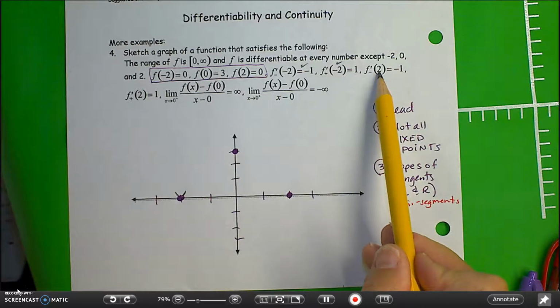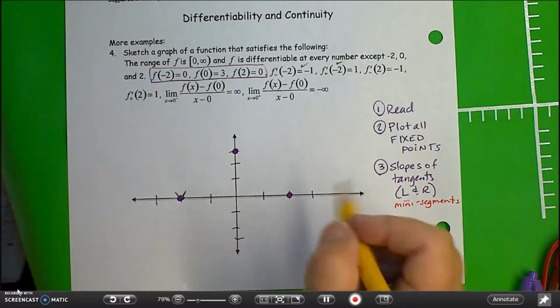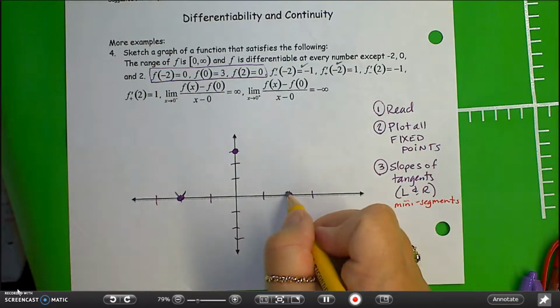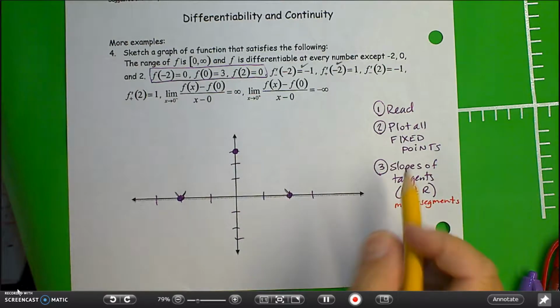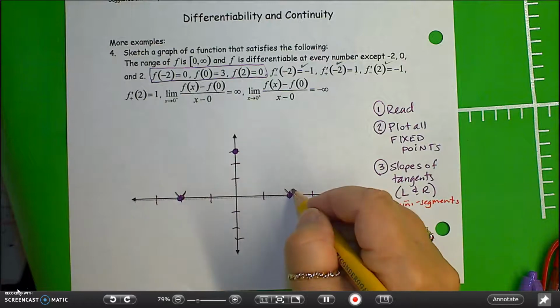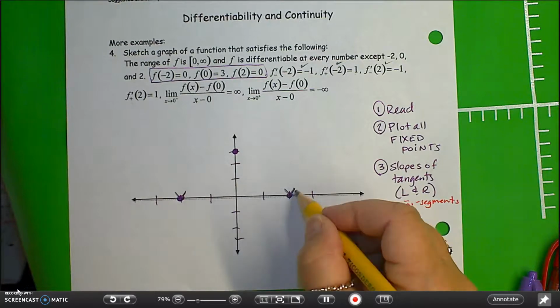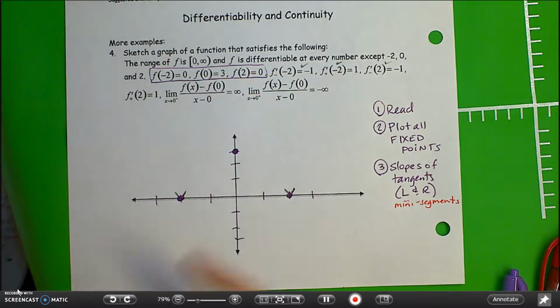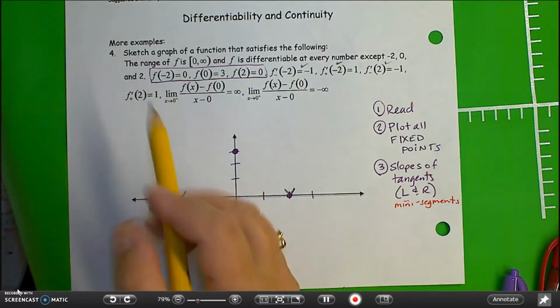From the left of +2, the slope is -1. So I'm over here, slope of -1 coming in. From the right of 2, my slope equals +1, so it's going to come in something like that. I don't know the rest of what it looks like, but I know at least that part.